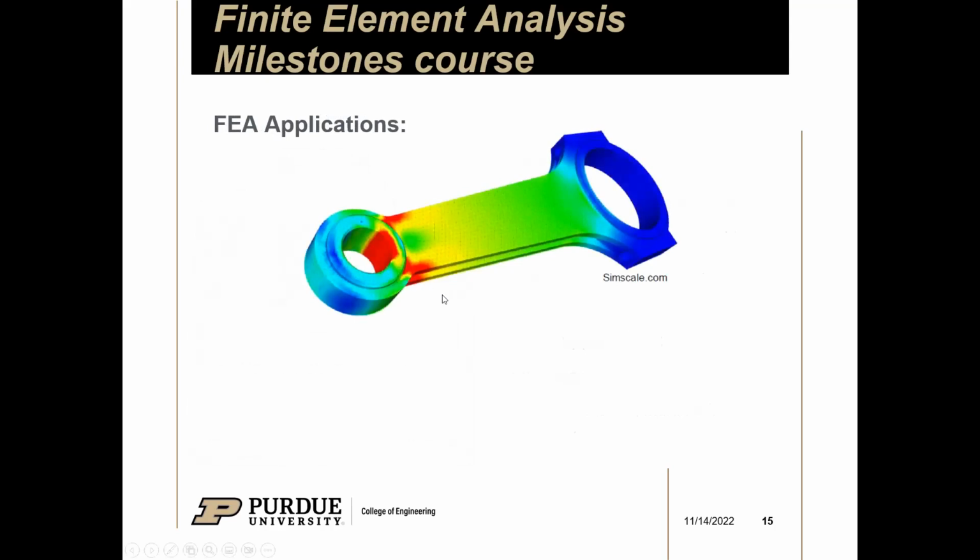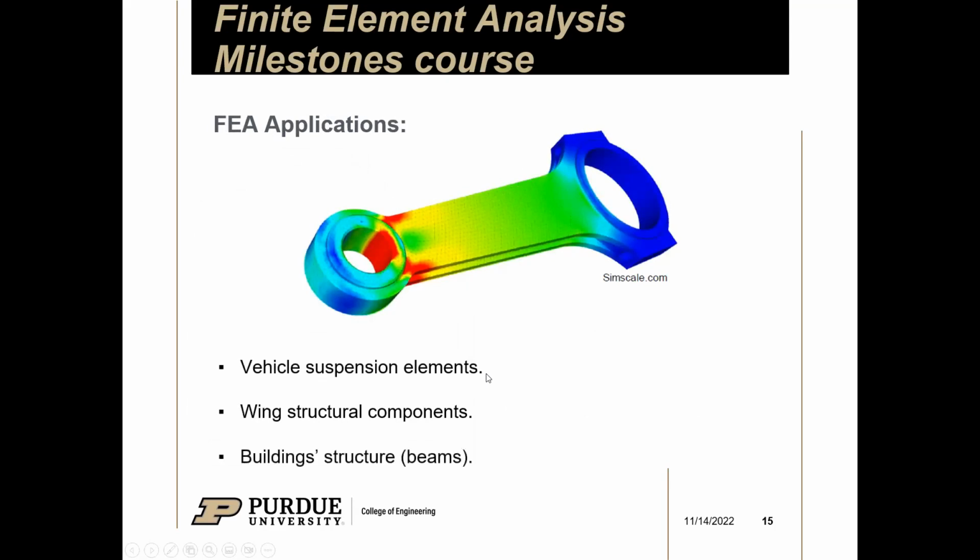Okay, so again, you see the wrench as earlier. A couple of applications of FEA, as you can see on the left, include vehicle suspension elements and wing structural components. So really, FEA can be utilized in a lot of different majors, as you can see, not just mechanical or aerospace, and not even just civil, right? But if we take a look at the automotive industry, the most common one I can think of, and probably you can think of as well, is crash testing, right?